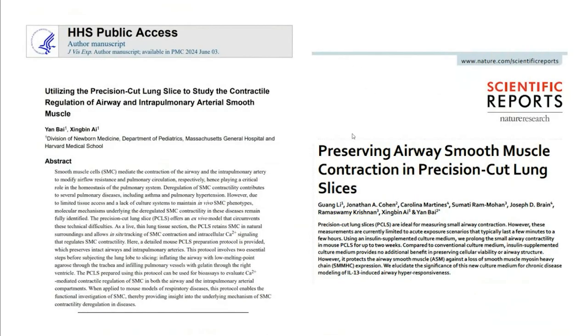I just want to share some literature that are nice resources for anyone just getting into slices. You'll want to read these papers. I was trained by these people here, Xinbin Ai and Yan Bai at Harvard University, also Ramaswamy Krishnan. They are all great people, and they've written some excellent review articles on technique and on procedure with protocols. So you can download these to read.